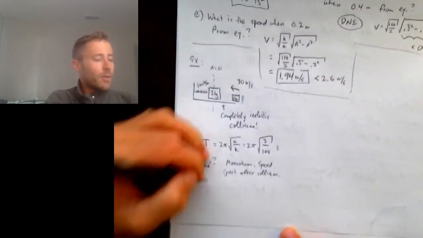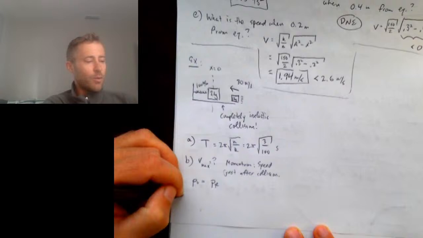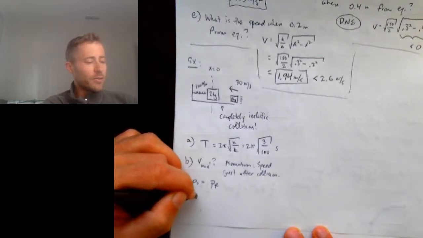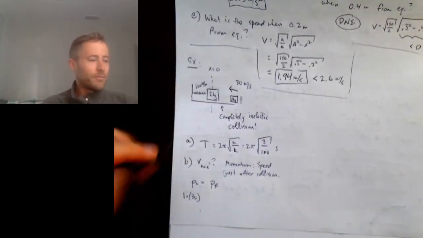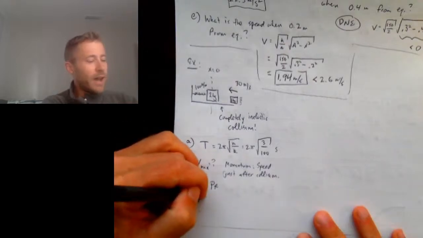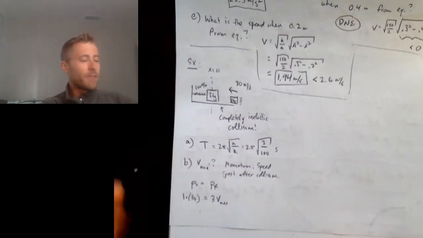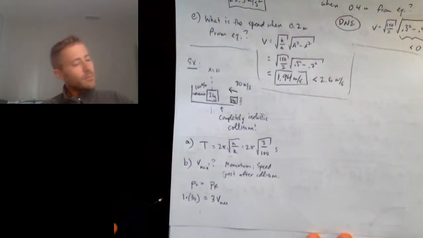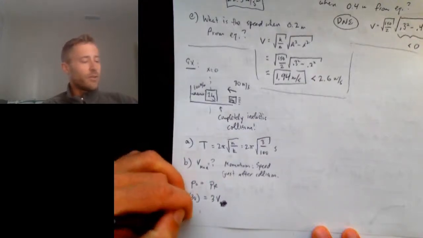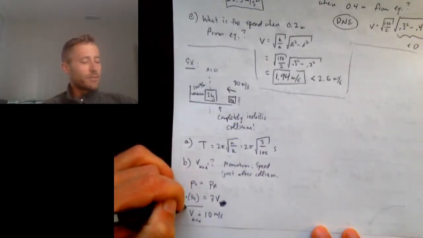Okay, so I'm going to use P initial equals P final. The initial momentum is 1 kilogram traveling with a velocity of 30 meters per second. Technically, it's negative 30, but imagine I flipped it the other way. I'm just trying to get the speed. And then afterwards, we have 3 kilograms moving with the velocity after the collision. So I can see that the velocity after the collision is 10 meters per second. So this is going to be Vmax.